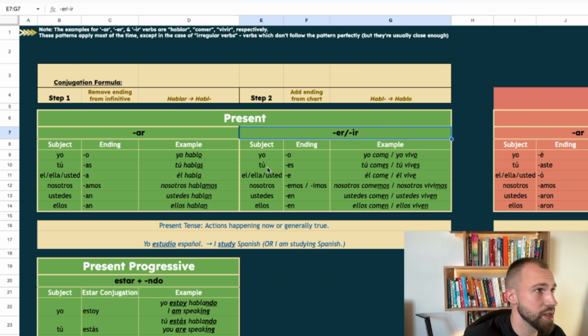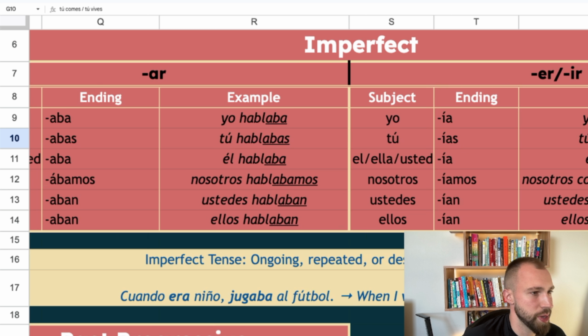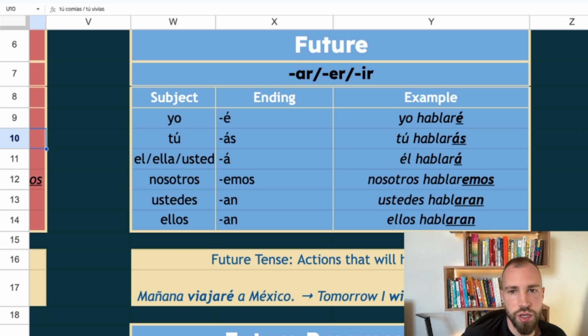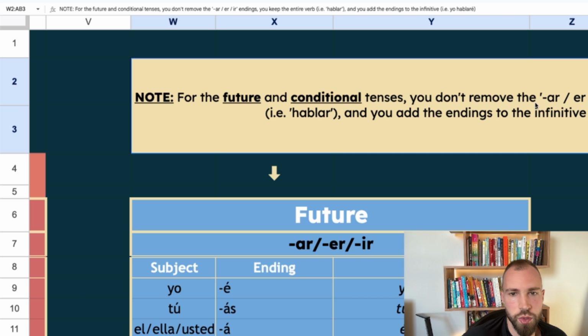You can see for tú, it typically ends with S. Even in the past, okay, maybe not in the preterite, but in this past tense, the imperfect, it ends with S. Comías ends with S for tú. Even in the future tense, the future conjugations are a little bit different in that you don't remove the ending. You just add to the verb infinitive, right? So you're not removing that AR, you're adding the endings in the future tense. Future and conditional are both like that. That's why I have this note here: you don't remove them, you add the endings to the infinitive.